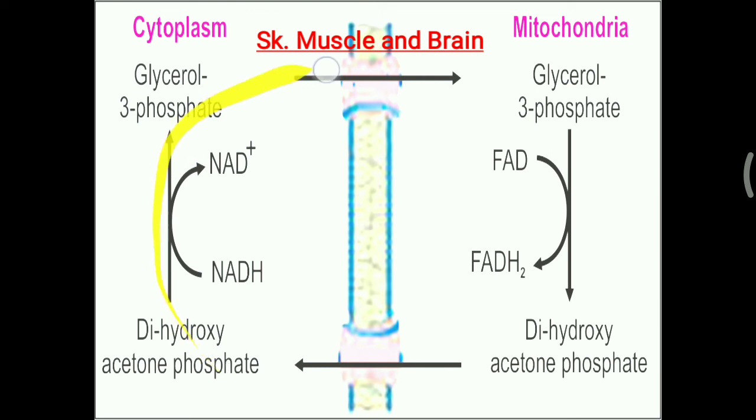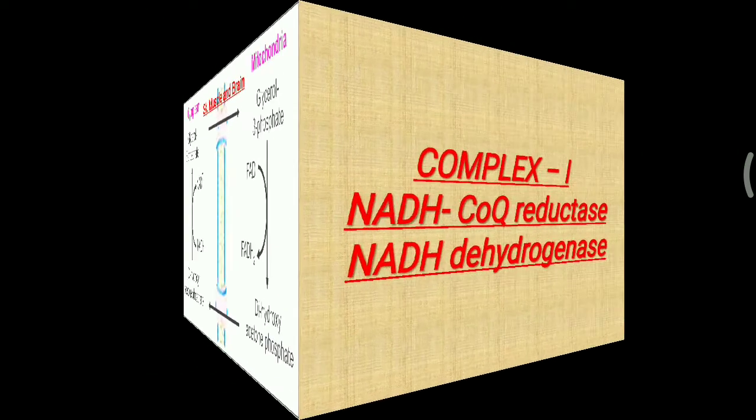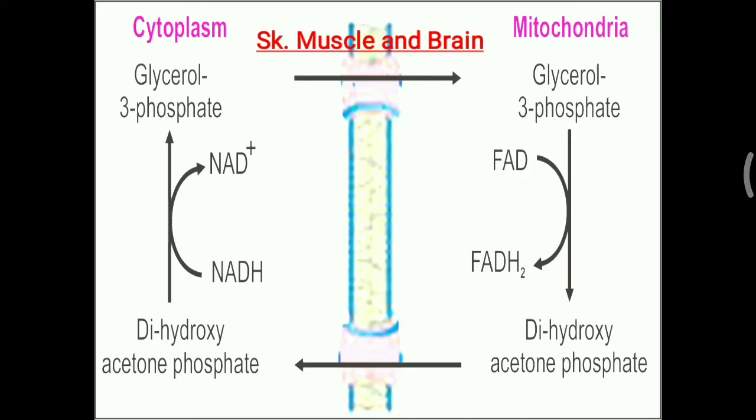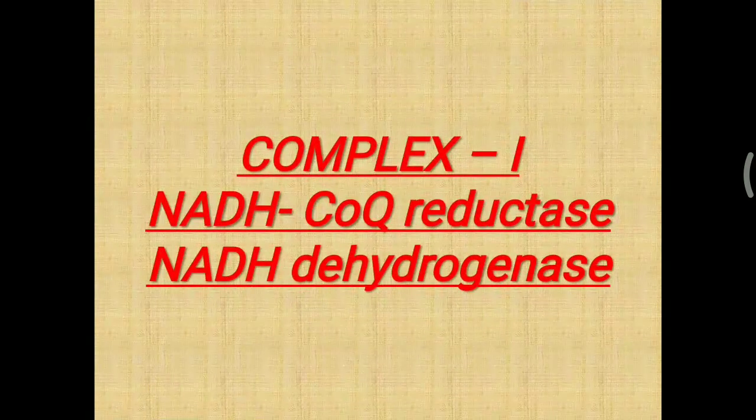So this process continues, particularly in skeletal muscle and brain, where the G3P glycerol 3-phosphate shuttle system is working and creating FADH2 inside the mitochondria. The disadvantage is that 1 ATP less is synthesized when this glycerol 3-phosphate shuttle system is working in skeletal muscle and brain. Now we will look at each of complexes 1, 2, 3 and 4 in detail.